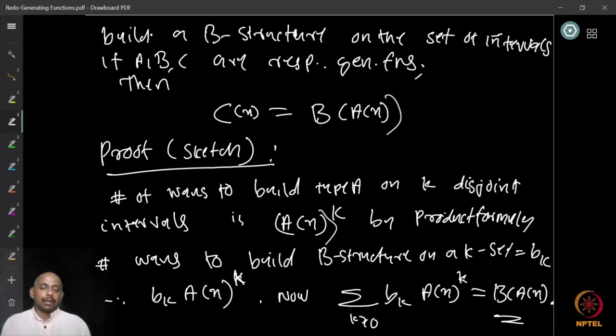But for all possible choices of splitting A, we get it from A of x whole raised to k, to divide into exactly k parts and do this. And therefore it is basically the summation over k greater than or equal to 0 of bk into A of x whole raised to k. Of course, we are looking at the coefficient in the appropriate value. But now, this is the definition of B of A of x.